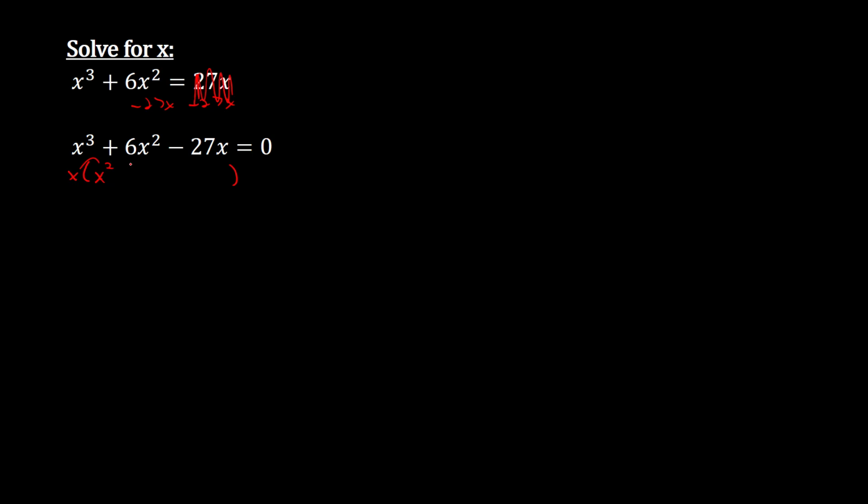And then x times something gives you 6x squared. Well, x times 6x gives you 6x squared. And then here, x times what gives you negative 27x? Well, that's going to be a negative 27. So now we have pulled out the greatest common factor.